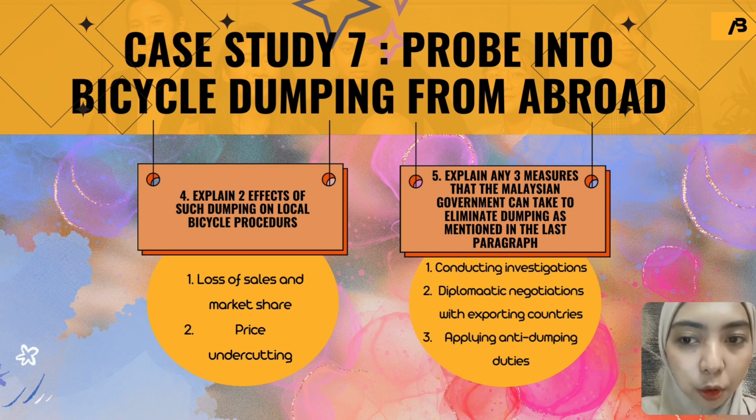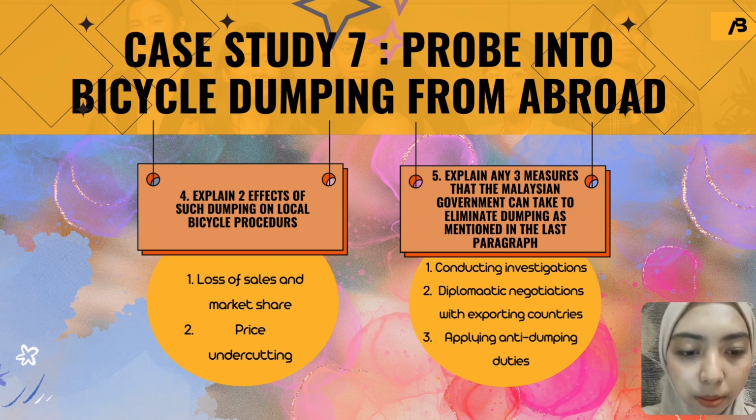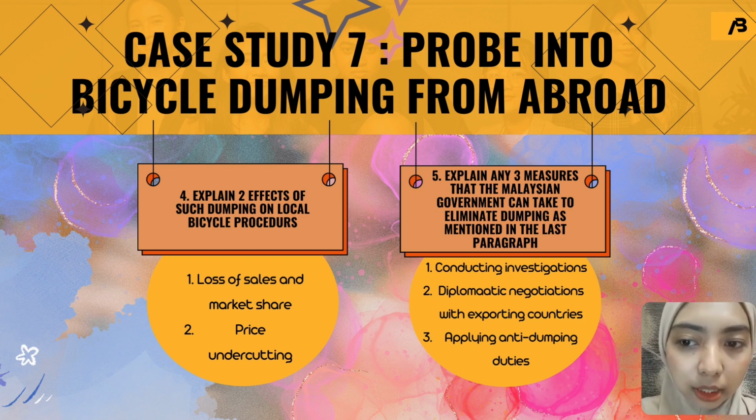Question number 5. Explain any 3 measures that the Malaysian government can take to eliminate dumping, as mentioned in the last paragraph. The first measure is conducting investigations. As the news article states, the government can carry out exhaustive investigations to ascertain whether dumping is taking place and evaluate its effects on the regional economy. This can serve as a foundation for putting the right policies in place.